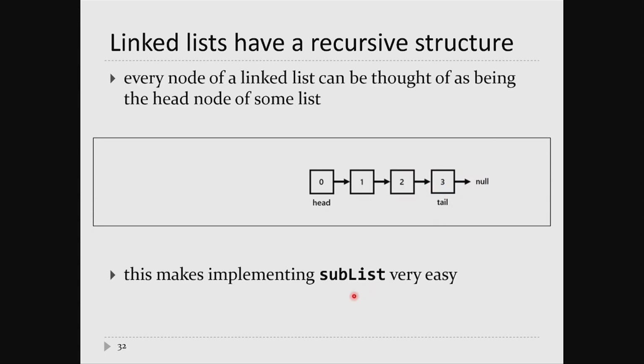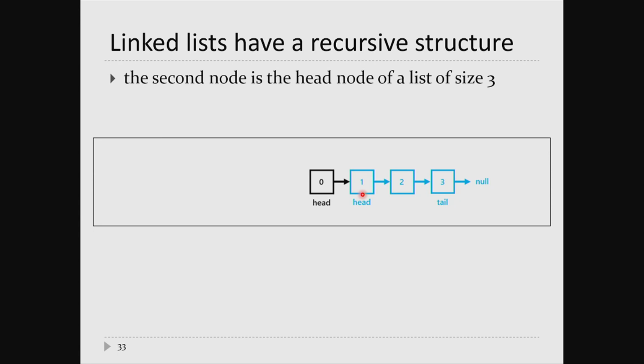So remember what the sublist method does. The sublist method returns a sublist of a list. So if I wanted to return the sublist of that entire list starting at the 1, I just return that list there, the one shown in blue.